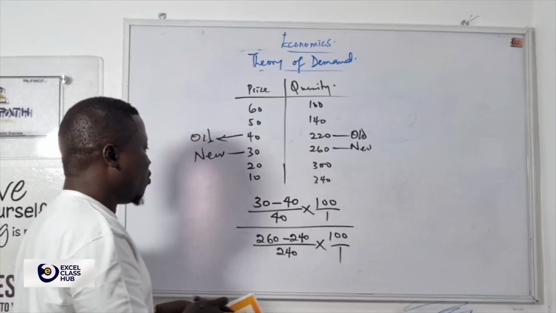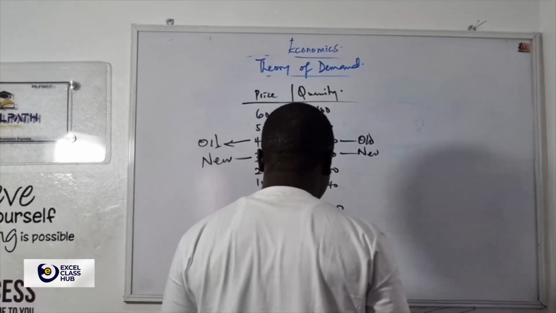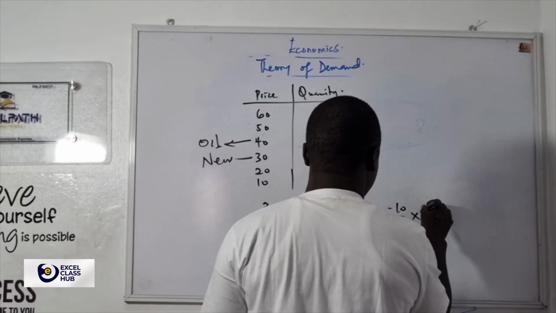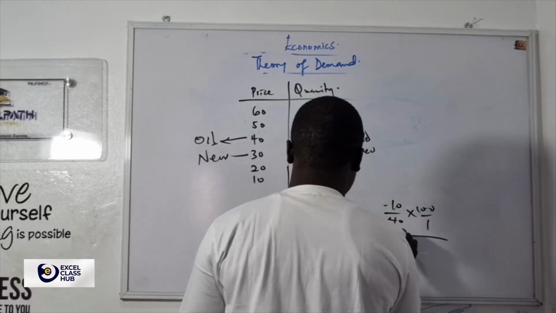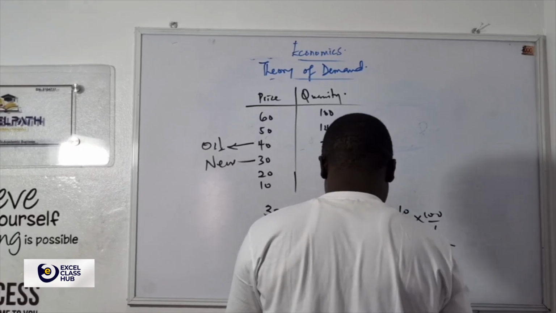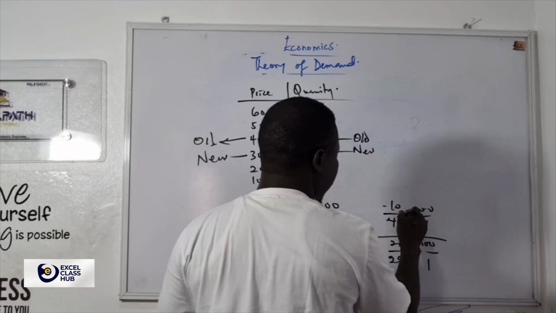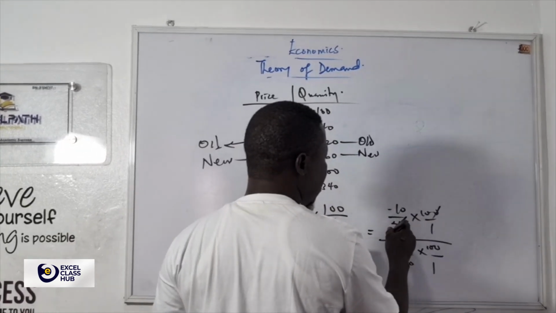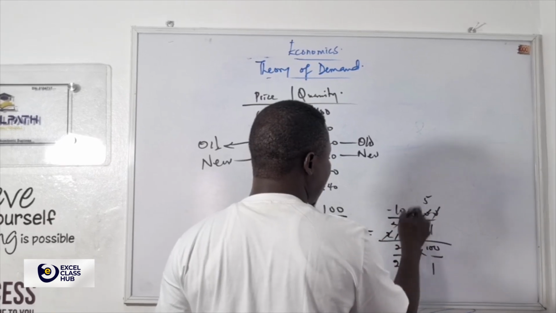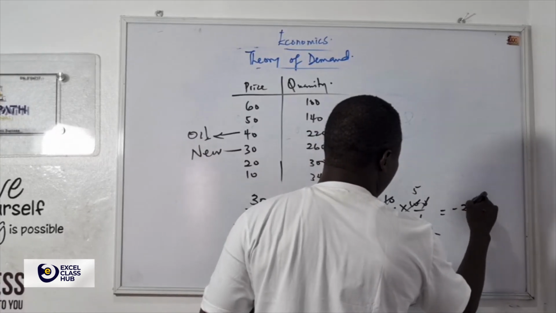When you have this, we have here minus 10 over 40 times 100 over 1, over 20 over 240 times 100 over 1. From here, mathematics: 2 goes into 10 five times, so we have minus 5. Minus 5 and 5 will be minus 25%.